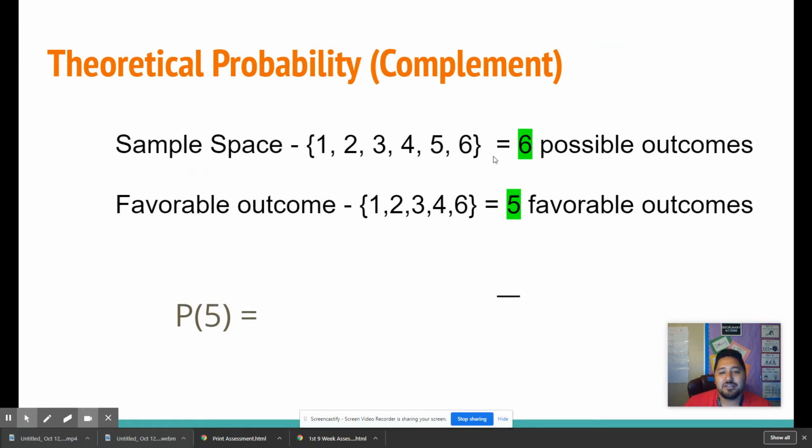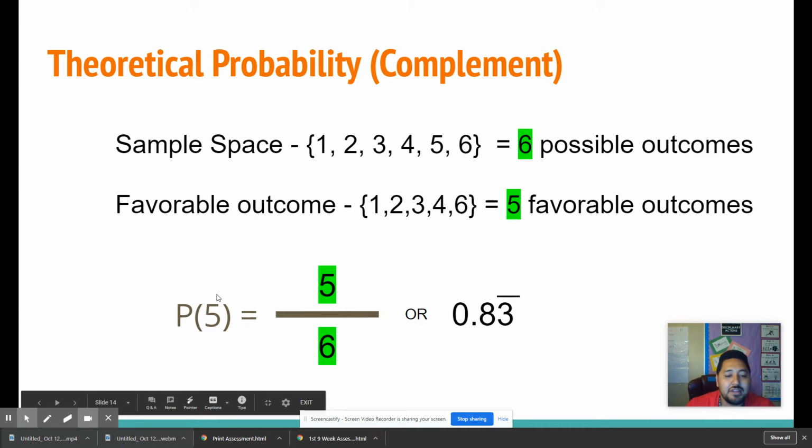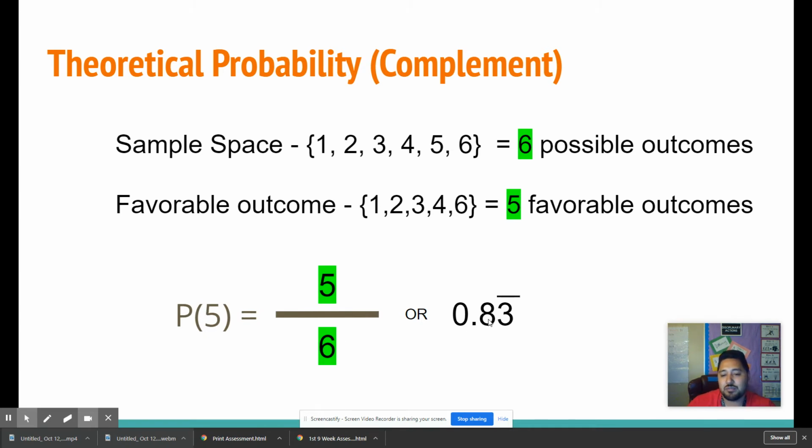So the sample space is still the same because we can roll all of those. But our favorable outcomes of not rolling a 5, which would mean we could roll a 1, a 2, a 3, a 4, or a 6, are 5 favorable outcomes for the complement, which is not rolling a 5. This is supposed to say P, not 5. I apologize about that. So the probability of not rolling a 5, where P stands for probability, and it's supposed to say not right here, is 5 over 6, or 0.83 repeating, or 83%.